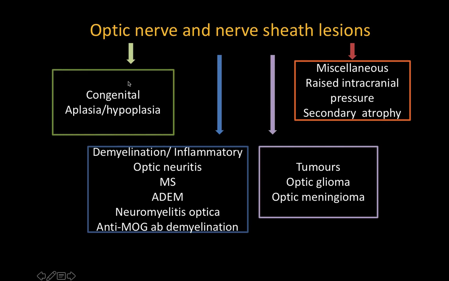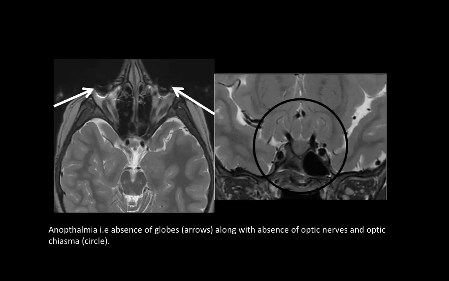I have divided the optic nerve pathologies into categories. So we come to the congenital category, which includes aplasia and hypoplasia. The demyelination or the inflammatory process includes optic neuritis, multiple sclerosis, ADEM, neuromyelitis optica, anti-MOG associated demyelination. Tumors include optic glioma and optic meningioma. And the miscellaneous pathologies include increased intracranial pressure and secondary atrophy because of various causes.